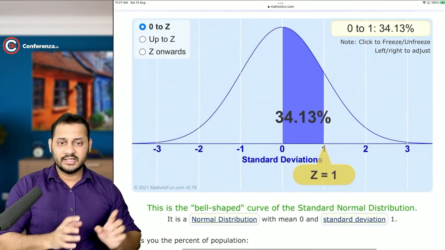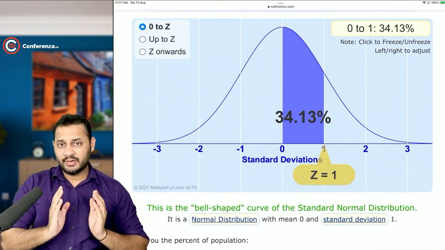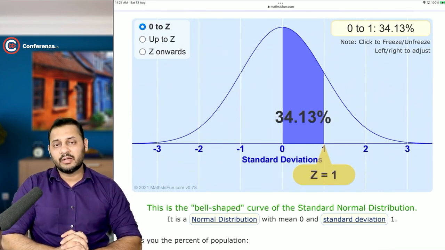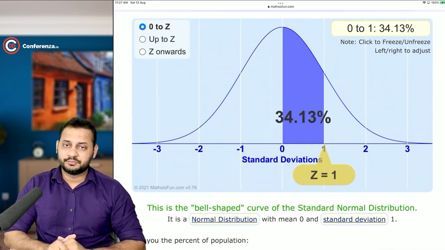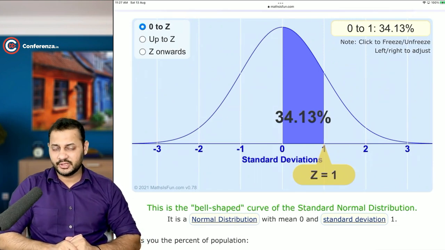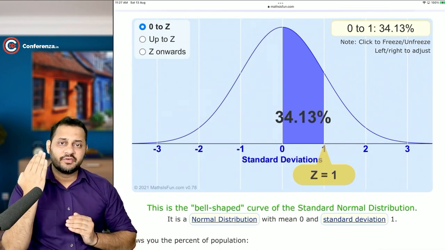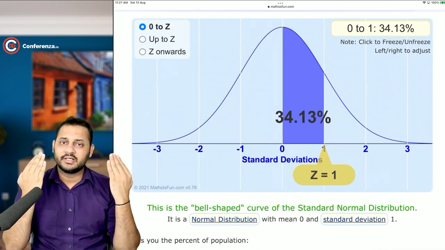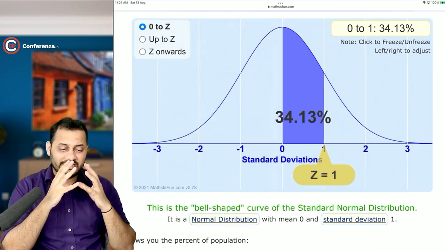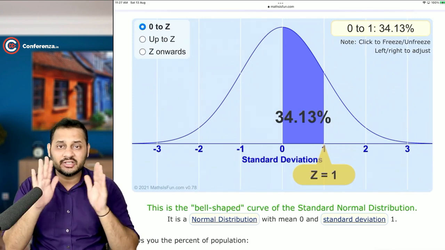Now you can clearly see that this diagram is giving us the probability or the area covered between 0 to 1 in this bell-shaped curve. 0 to 1 is 34.13%. Okay. Now you know that the left hand side covers 50% of the probability and the right hand side covers 50% of the probability. If we have to find out the normal distribution of 1, then 34.13 is not the answer.